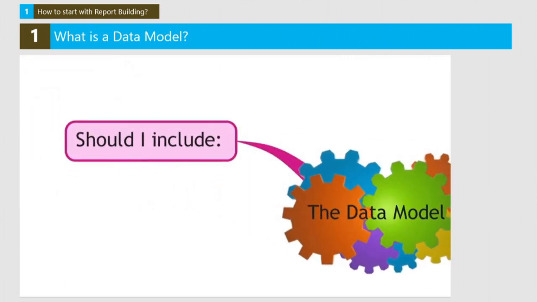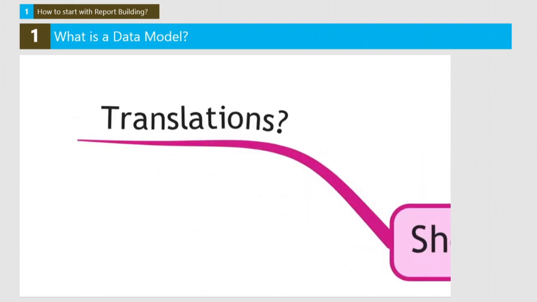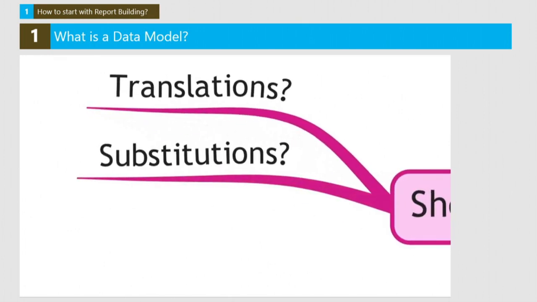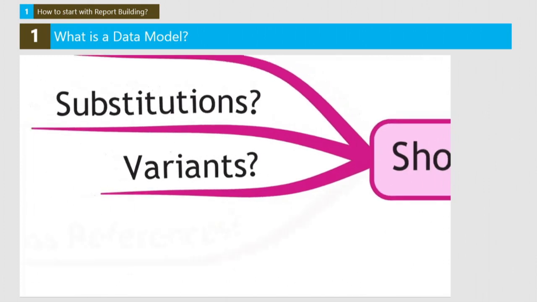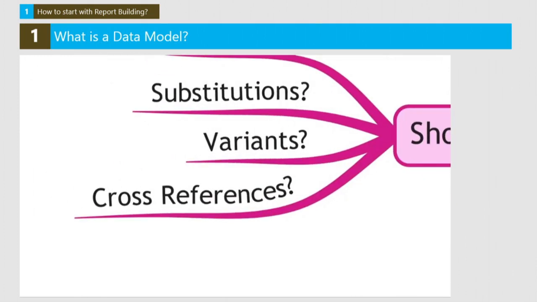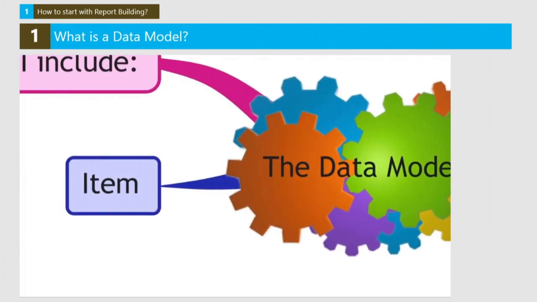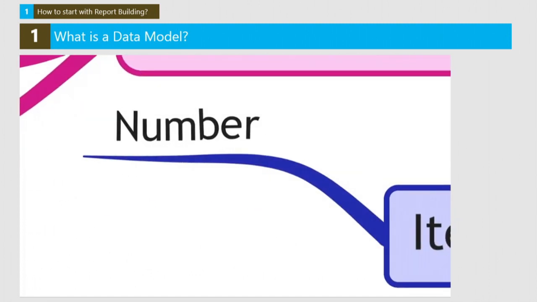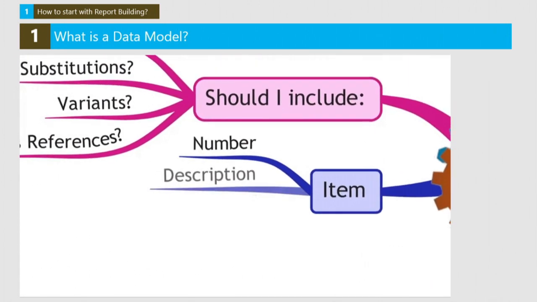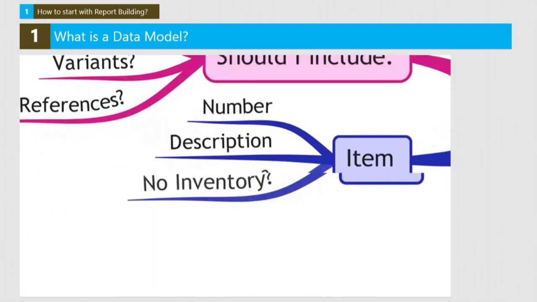Then when it comes down to the data for my items, am I going to have to translate the items? Am I going to have to include item substitutions or, for example, item variants, because we have that in the application? Do I need to include some cross-references about the items? Regarding the item itself, how am I going to present it? Am I going to use the number? Am I also going to have to use the description? And so on. These are all very important questions that we have to ask ourselves.